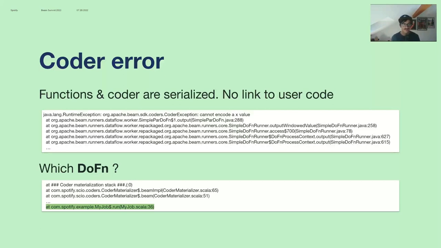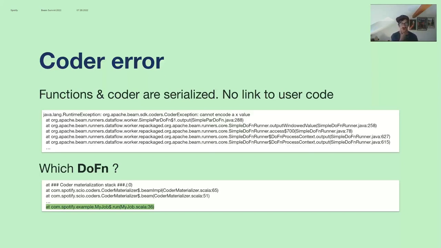What happens in your pipeline when a coder fails? Since they are serialized and sent over the network, you get an exception saying, "Hey, you have a coder exception, I can't encode this value." And then in the stack trace, you just have Beam internals, so it doesn't really help you to find and locate where the issue is. What is the DoFn that actually failed?